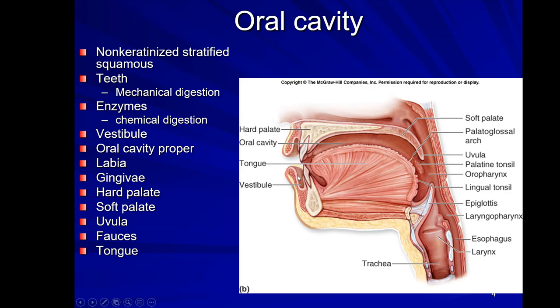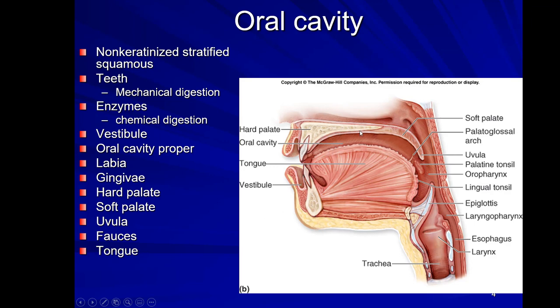The vestibule refers to this little pocket right here between the teeth and the lips. Then the oral cavity proper is just the main region of the oral cavity. Labia refers to your lips. Gingiva refers to the gums. Hard palate versus soft palate.